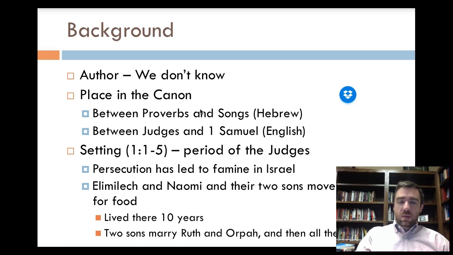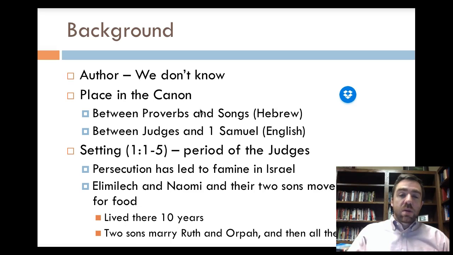I think we've talked about the placement of this book, so I'm not going to deal with that very much. But it's between Proverbs and Songs here. In your English Bibles, of course, it's between Judges and 1 Samuel. This makes a difference in the emphases that we see in the book. It doesn't mean that those emphases are not there, depending on the order. It just means that the order highlights certain things in one place, and it highlights other things in another place.